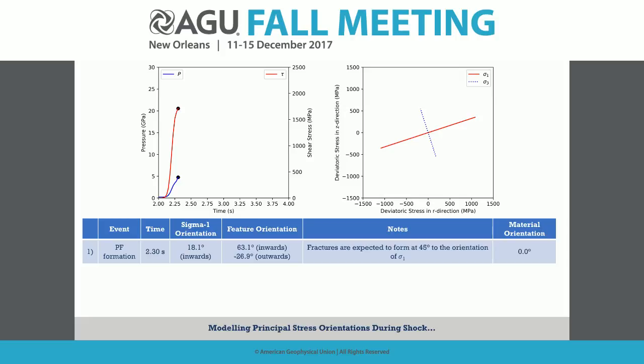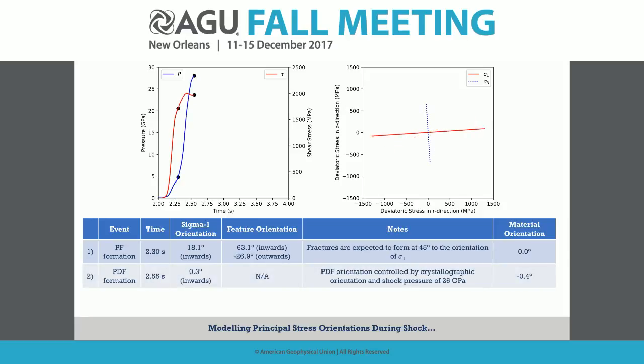This is particularly the case during the high-pressure regime. It's not the case in the low-pressure state. So what this means is that we're going to have fracture orientations at 63 degrees, dipping inwards, and at 27 degrees, dipping outwards.